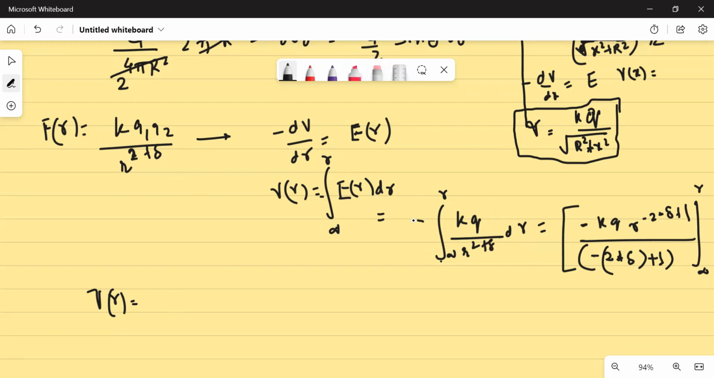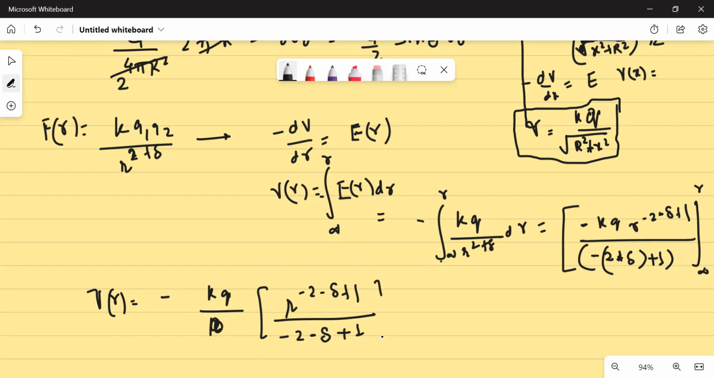So for example, if you have this point charge q, it will be like minus kq upon r to the power minus 2 minus delta plus 1 divided by minus 2 minus delta plus 1. So the integration of x to the power n is x to the power n plus 1 upon n plus 1, isn't it? So this is from r. There is again a negative sign.